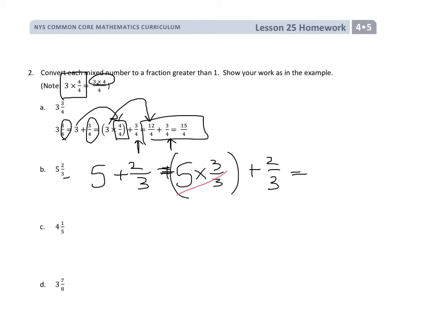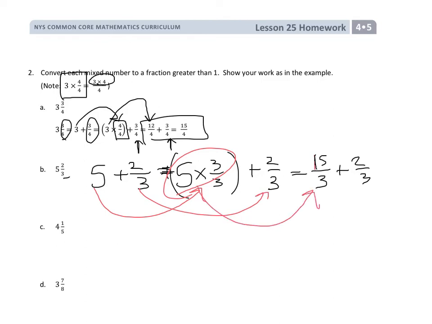When I convert, I want to think of what is 5 times 3. That's going to give me 15/3. I'm still needing to add in the 2/3. So you should be able to see this process here. 5 became 5 times 3/3, which is 1 whole, or 5 times 1. The 2/3 remains in the problem. The 5 times 3/3 became 15/3 because I multiplied 5 by 3.